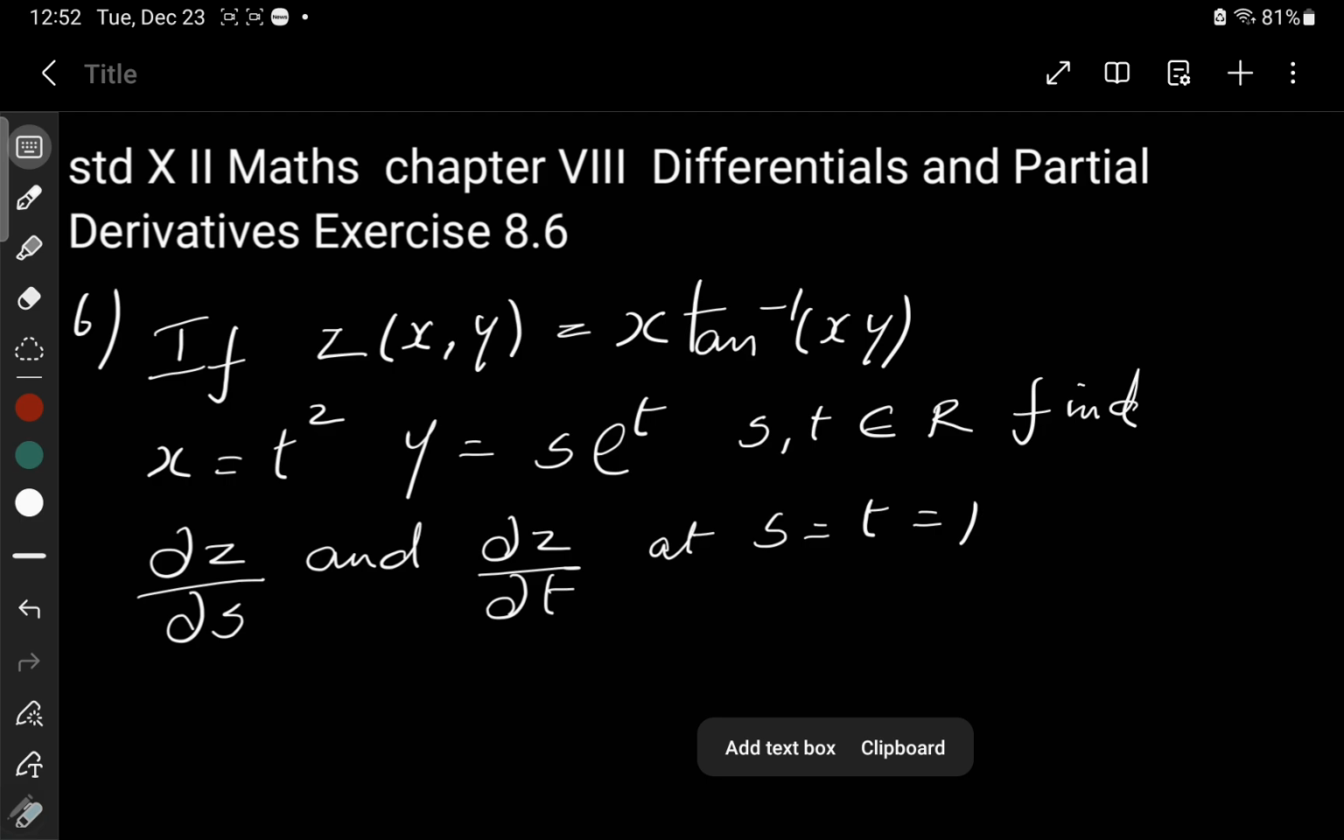See here, just slight difference here. z is a function of x and y, so I can differentiate this partially with respect to x and y. But see here, x and y are also in terms of two variables t and s. So in that case, we can differentiate these two also partially with respect to t and s.